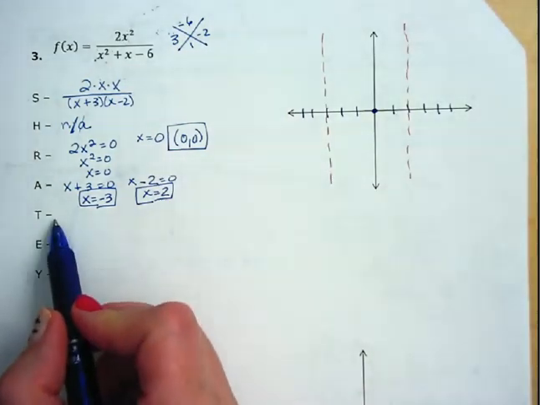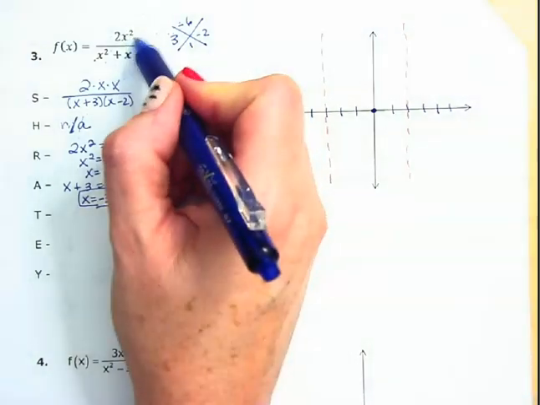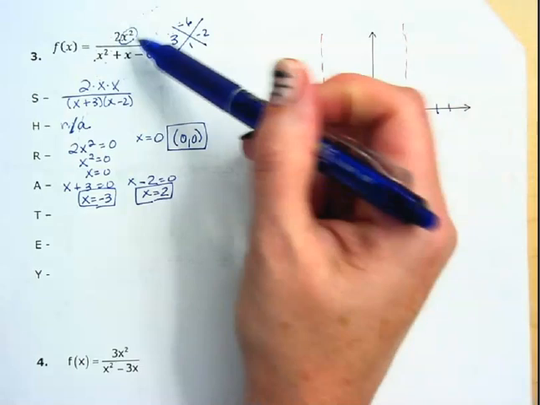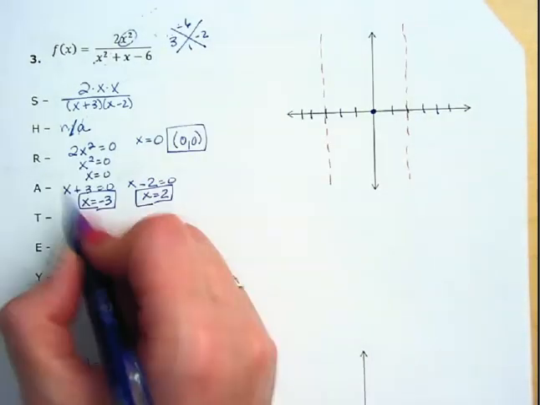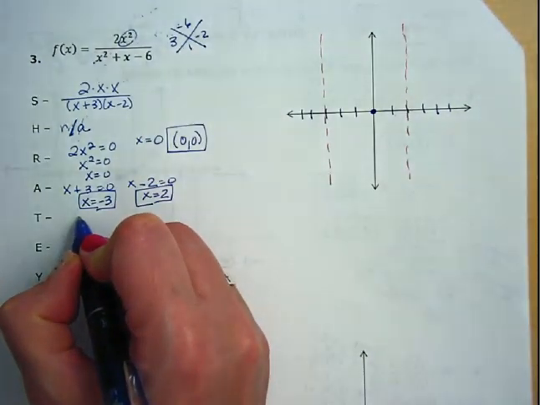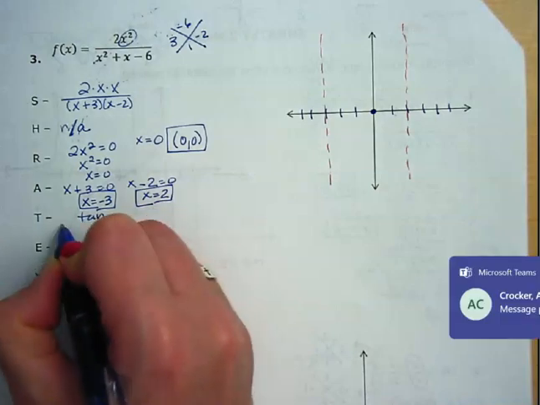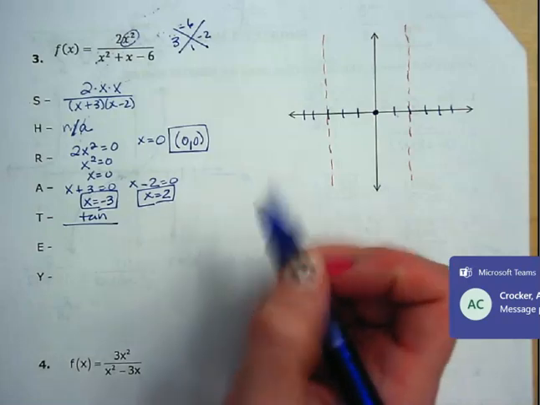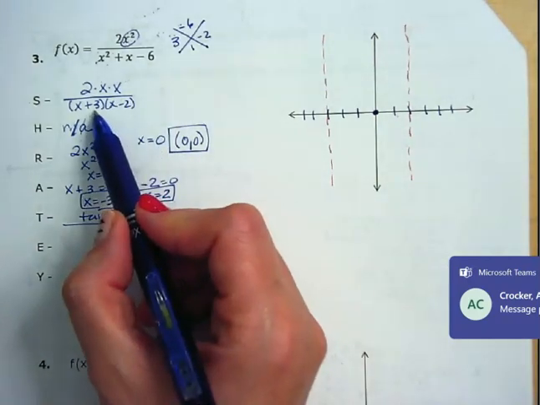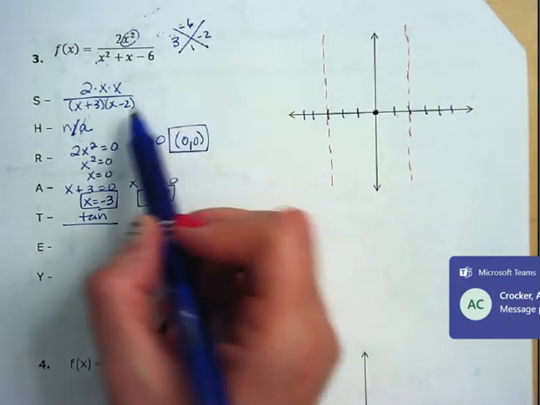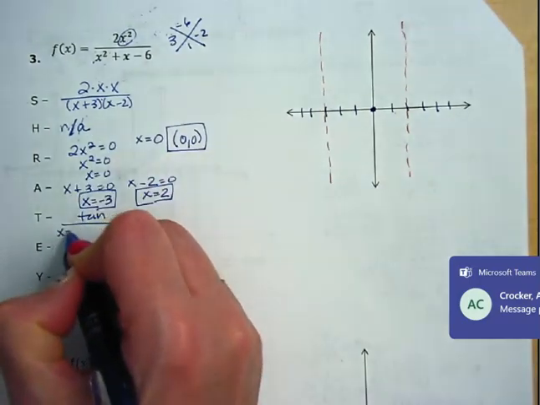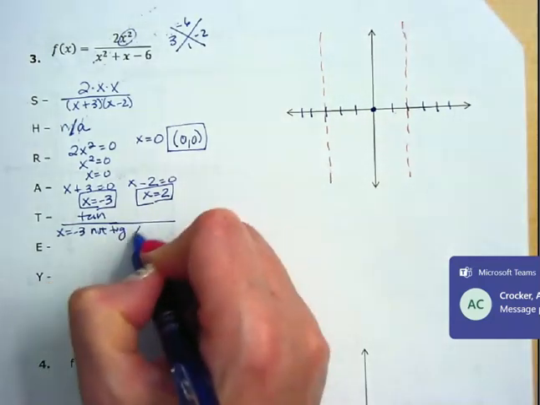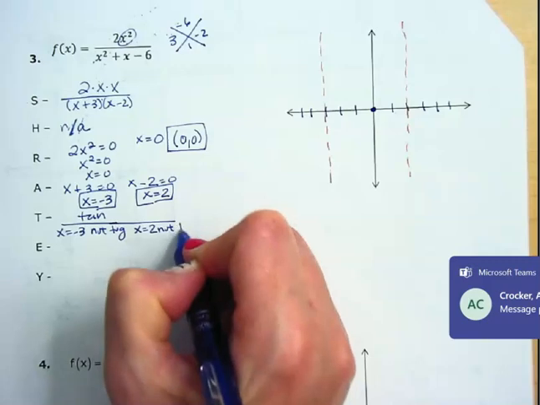For my tangent over together step, for tangent, this factor is what we solved to get the root, and it is squared. That means at that root, the graph is going to be tangent. In the denominator, the x plus 3 factor is not squared. X minus 2 is not squared. So both of those situations are not together.